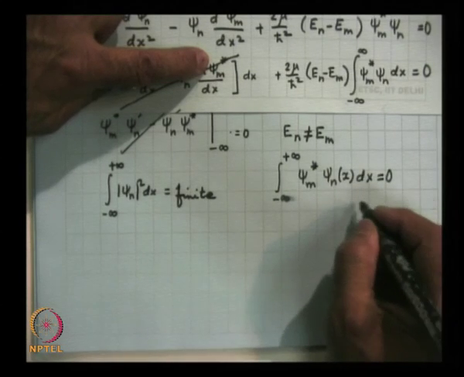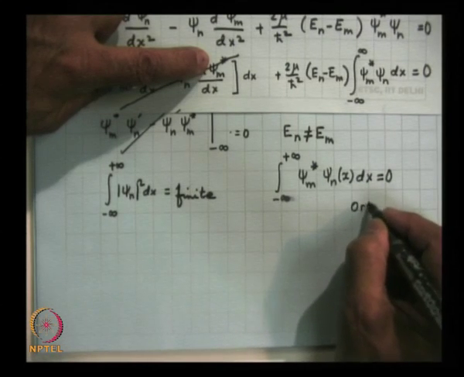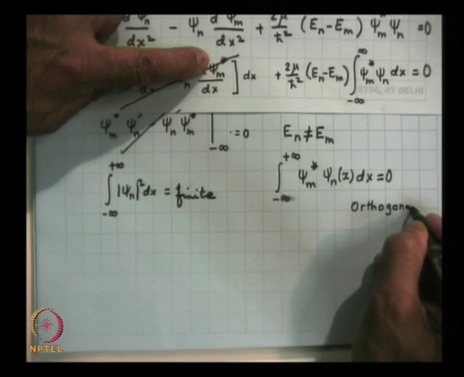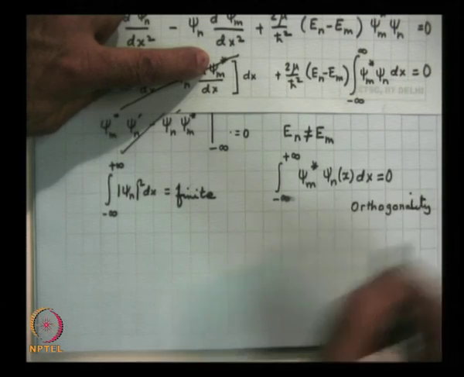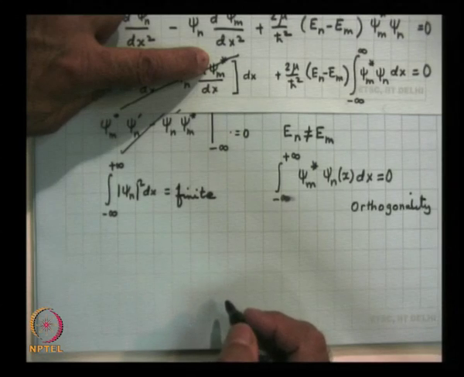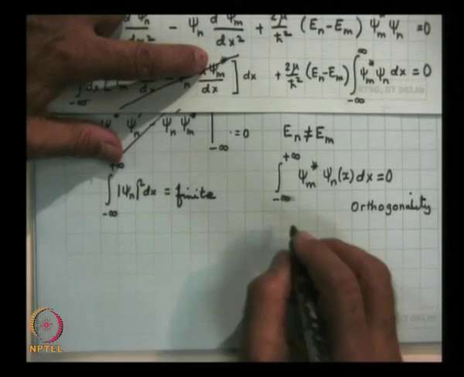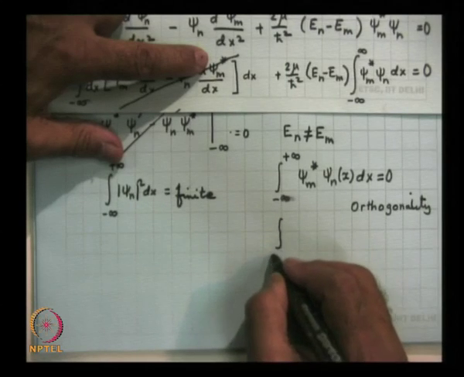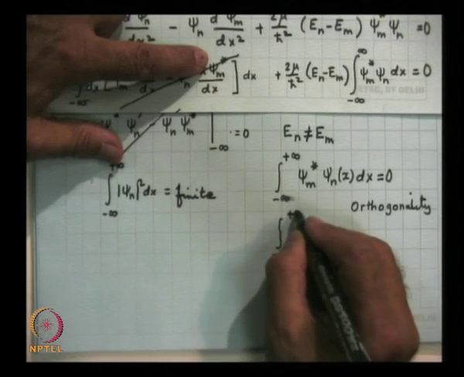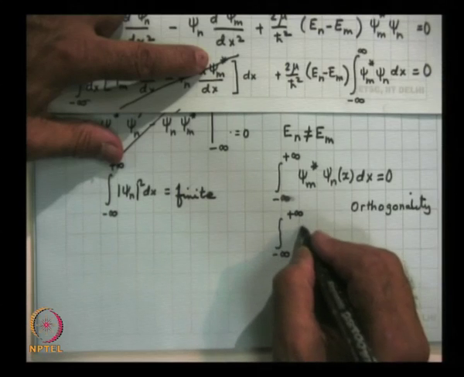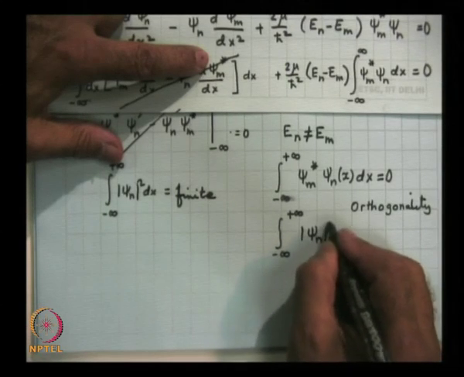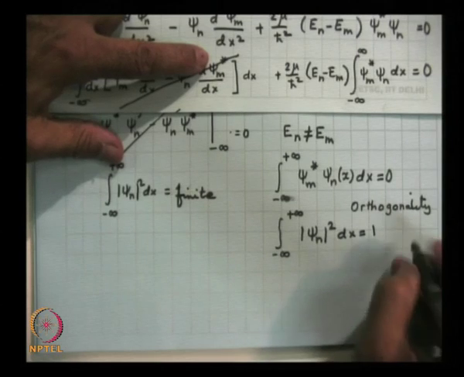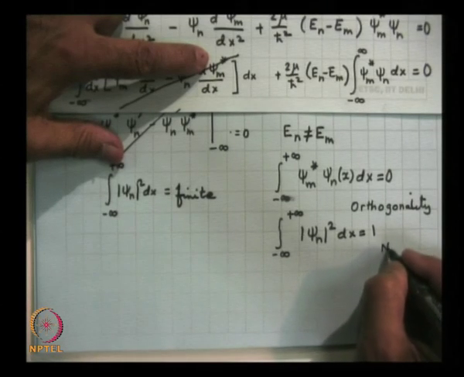This condition, as I had mentioned earlier, is known as the orthogonality condition. I am assuming that the wave functions are normalized. Therefore, the integral from minus infinity to plus infinity mod psi n square dx is equal to 1. So, this is known as the normalization condition.